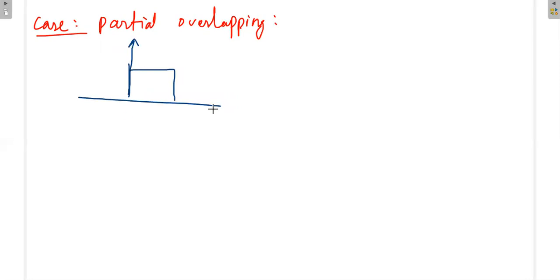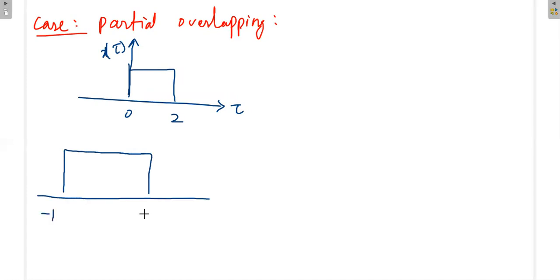Zero to 2, tau x of tau, and this one will have values like this. Then this is minus 1 plus t. Then this is 2 plus t. Suppose, for example, I fix 0 as the central axis, again I'm mapping this 0 here.